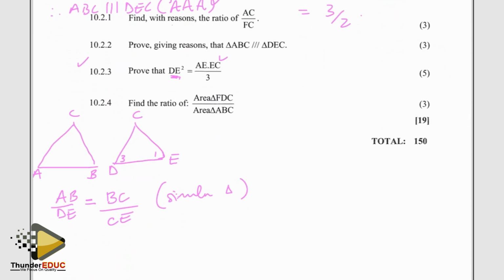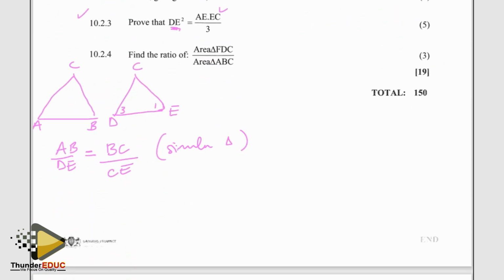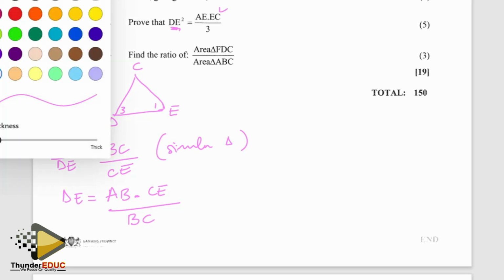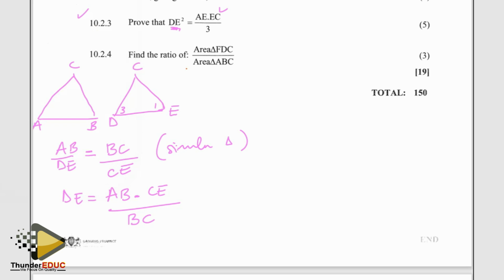So if I do this, remember my interest is DE. I can make DE the subject, which is going to be AB times the CE over BC. I cross multiply. But from the statement that we were given, we only have the EC and we have one DE there. The rest of the terms are not there. So let's play around and see. Okay.